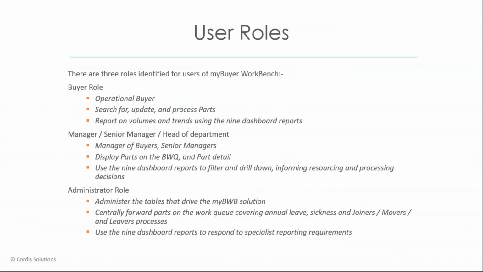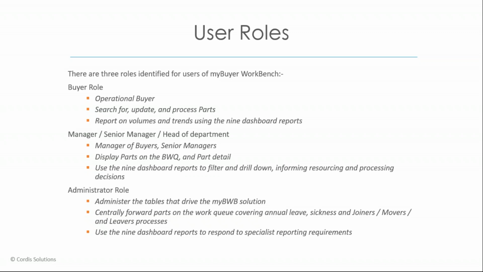We provide three different roles for using the workbench. The first one is the transactional operational buyer. So they can search for, update and process parts. And there's a really neat feature of the tool, which is when a part comes onto the queue, we can automatically route that to the relevant buyer. So you could have a buyer who's responsible for a group of commodities or who is more specialist, and we have logic already built into the tool that routes that part to that buyer to make that process more accurate and more efficient.